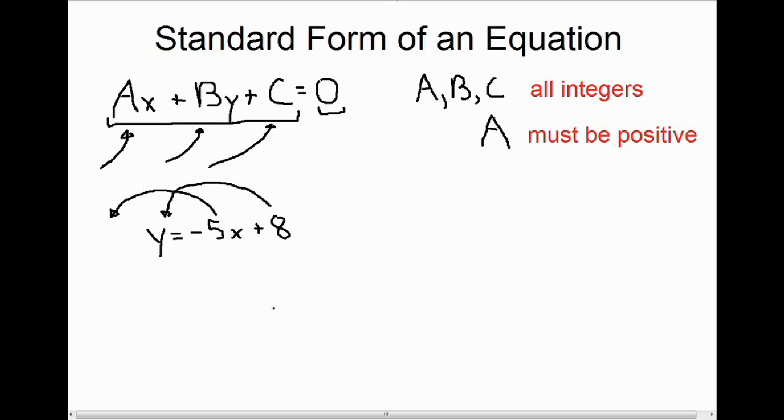So because of that, I'm going to move that minus 5x over, and I'm going to put it first. And it does become plus 5x. Because it's the first term, I don't have to write that positive if I don't want to. I could, but I don't have to.